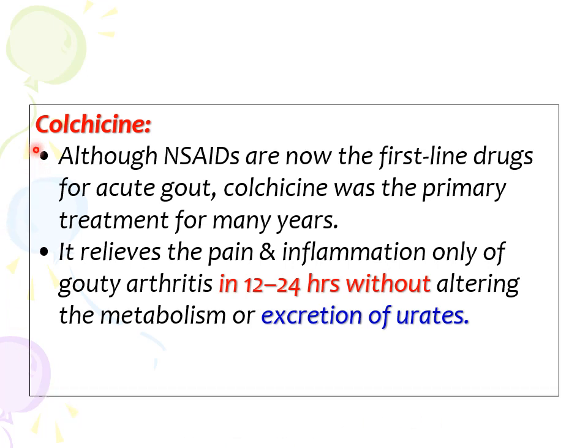Here colchicine is covered first. It is written, as in the literature, that it is the first-line drug for acute gout. Colchicine was the primary treatment for many years. Regarding pharmacodynamics, this drug also has a dramatic effect. It relieves pain and inflammation, which is very important when the joint is inflamed and mobility is disturbed.